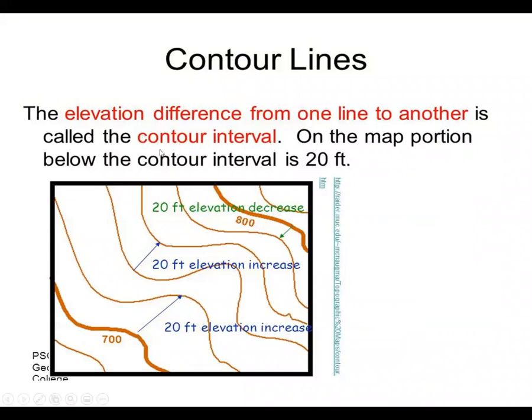Same with this, the contour interval is also 20 feet because the difference between 800 and 700 is 100, and there are 1, 2, 3, 4, 5 lines. So 100 divided by 5 is 20. So you're adding 20 feet per contour line, making the contour interval 20 feet. Okay. 700 plus 20, 720, 740, 760, 780, and finally 800.